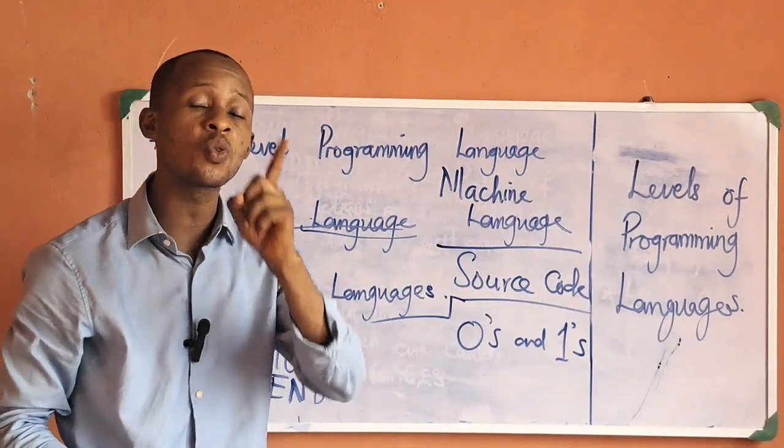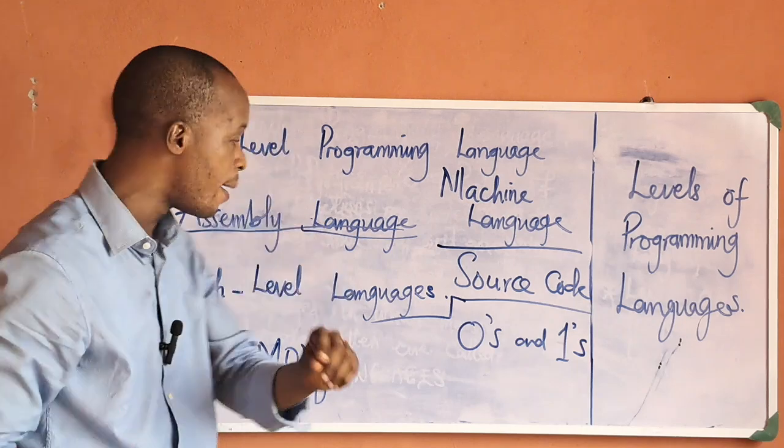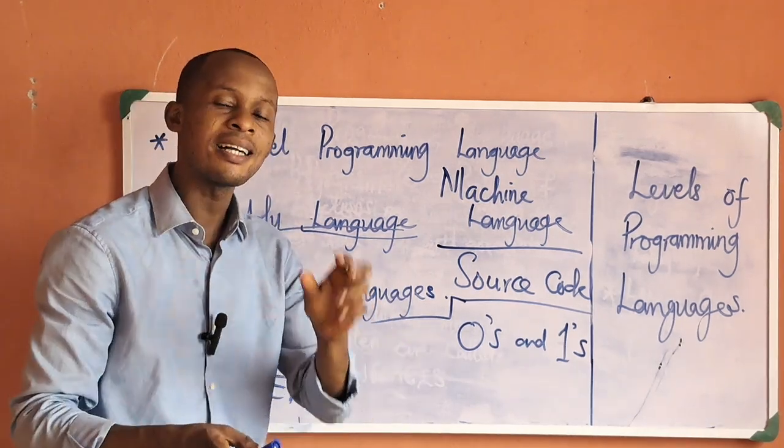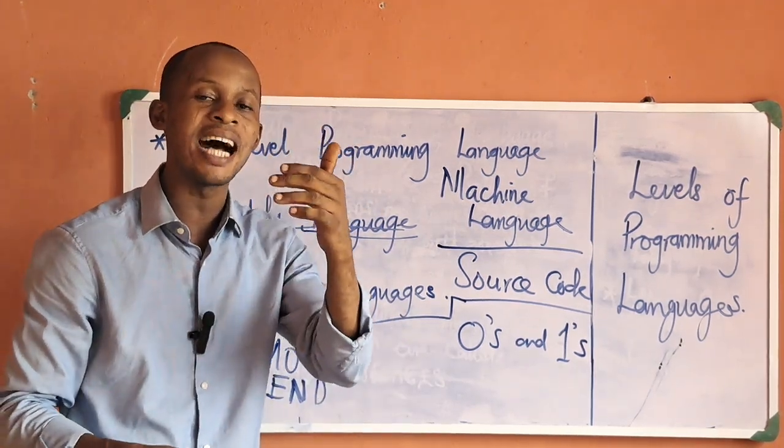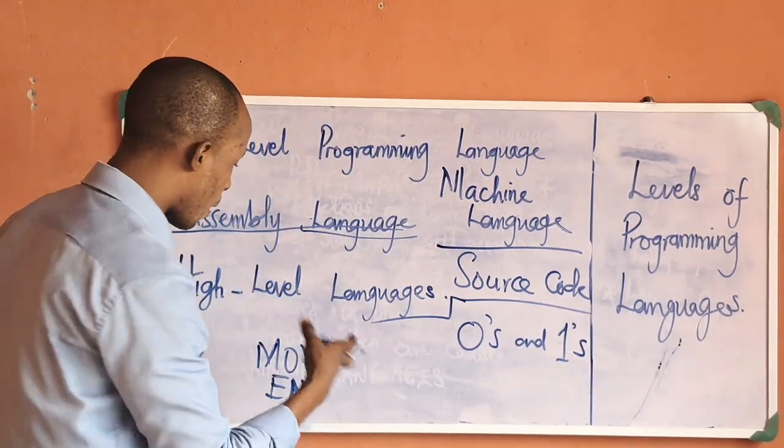We have just one type of such software for assembly language. That software is called the assembler.